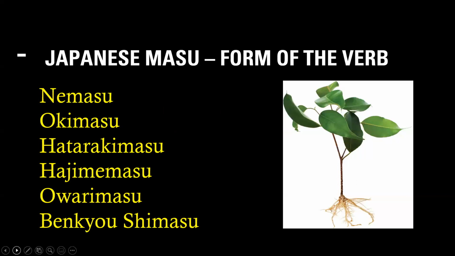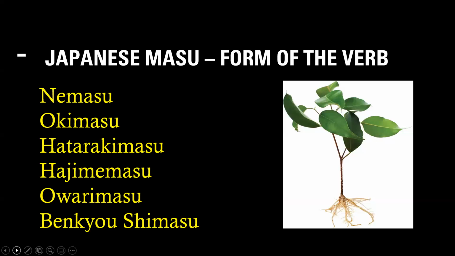So we have nemas, okimas, hatarakimas, hajimas, hajimemas, owarimas, benkyoshimas. So notice how I pronounce nemas. Okay, hindi siya nemasu. Nemas. Because at the end, there is a silent u, no? So nemas, hindi siya nemasu.